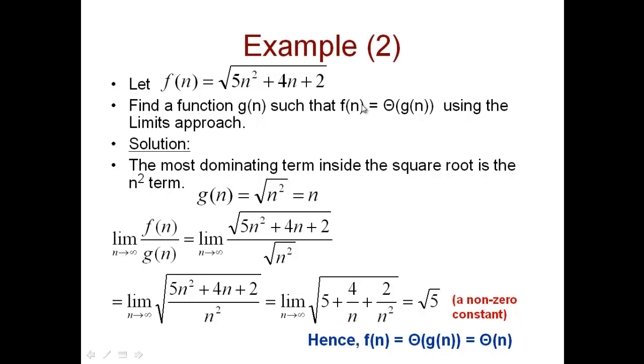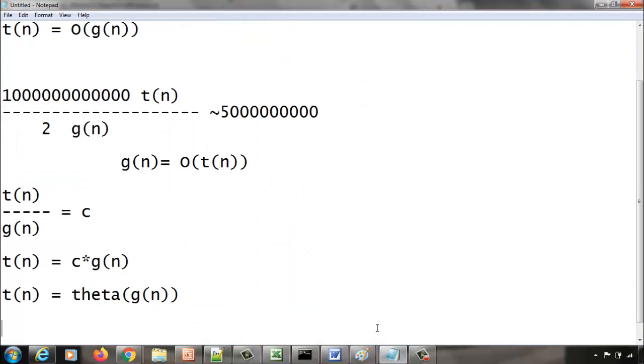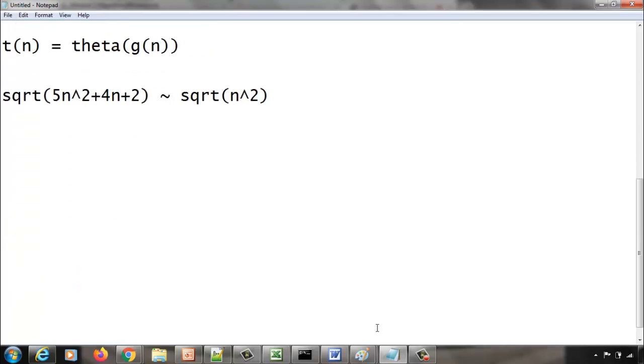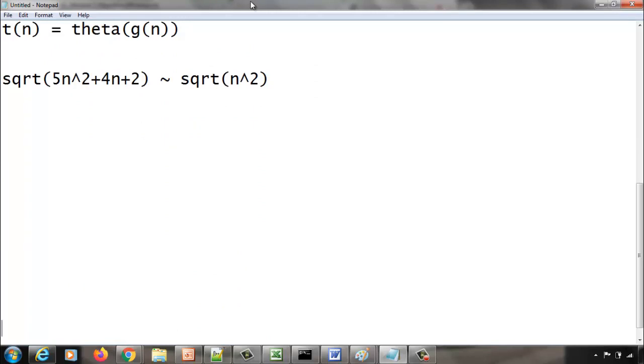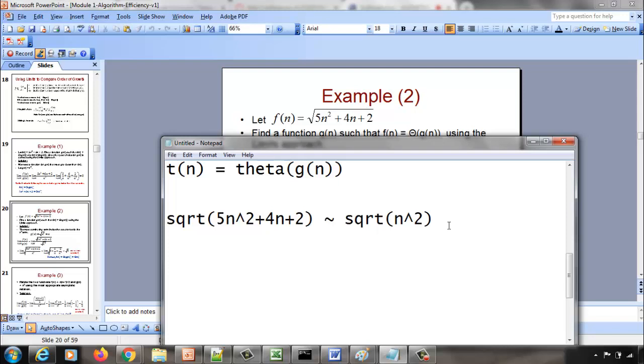So I can say the square root of 5n squared plus 4n plus 2 is approximately equal to the square root of n squared. This is what we came up with now. We discarded the lower order terms and we discarded the coefficient. So this is simply the square root of n squared, and the square root of n squared is just n. So this is a candidate for our g of n function.